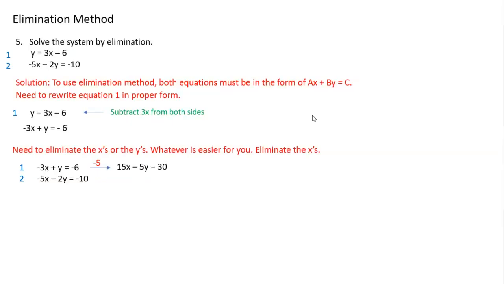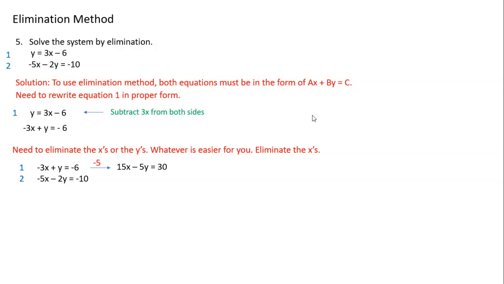On this particular problem, I'm going to first convert the first one to general form. All I had to do was subtract 3x on both sides, and I get minus 3x plus y equals negative 6. What I want to show you with this is that I'm going to eliminate the x, just so you can see that I'm going to get the exact same answer. So instead of eliminating the y's, I'm going to eliminate the x.